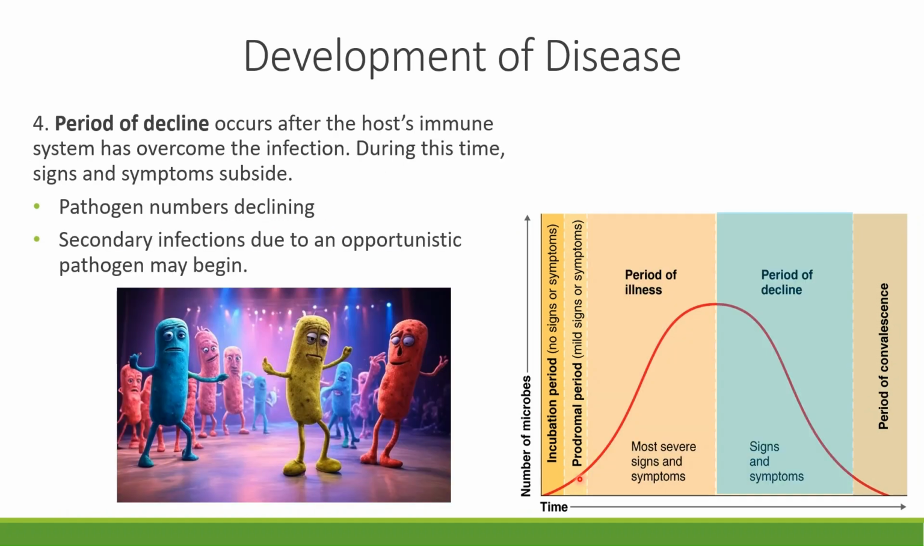And then you have the period of decline. This occurs after the host's immune system is creating a response and overcoming the infection. Signs and symptoms start to subside. The pathogen numbers are declining here. However, we need to be careful during this period of decline. Your system may be susceptible to getting secondary infections due to opportunistic pathogens that may otherwise be benign. So you might have pneumonia that pops up or something like that.